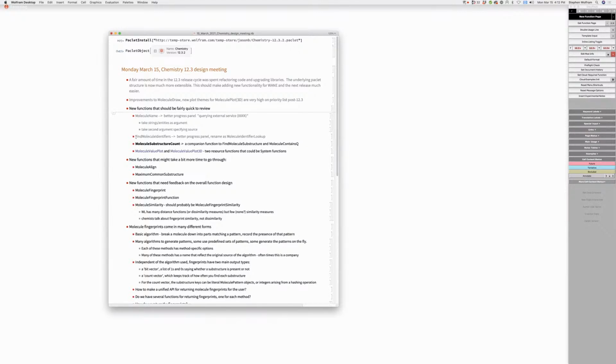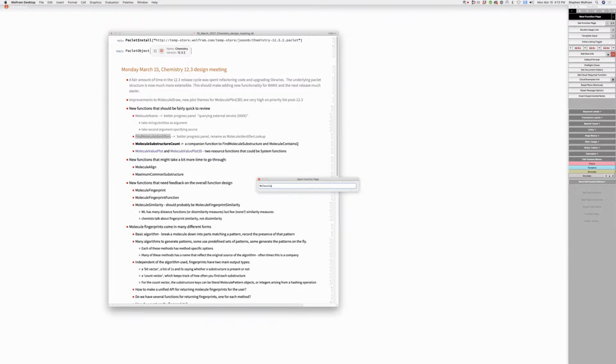last time was, I thought this had been renamed already. Yes, it's now a molecule identifier lookup. So I just grayed out the bullet points that we touched on rather than fully updating them. Okay, all right. So, okay, so the first thing here is MoleculeSubstructureCount. Is that the first thing I should look at here?